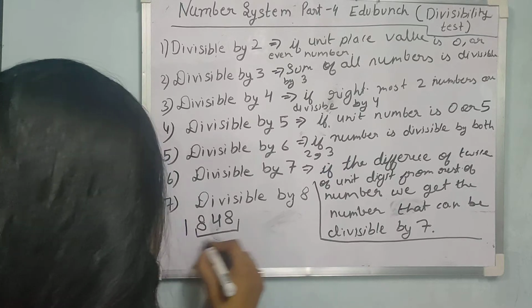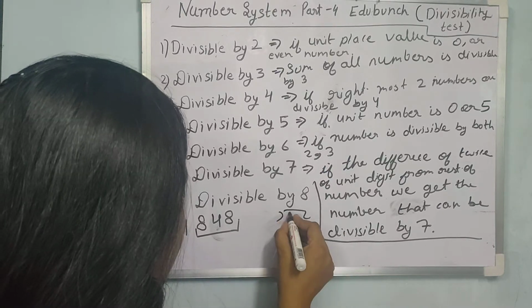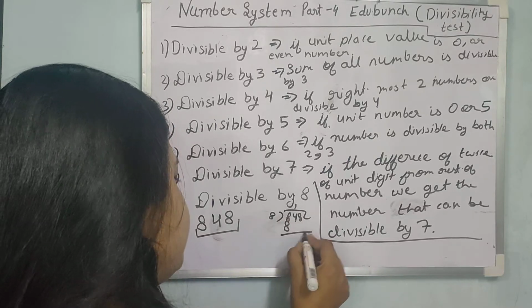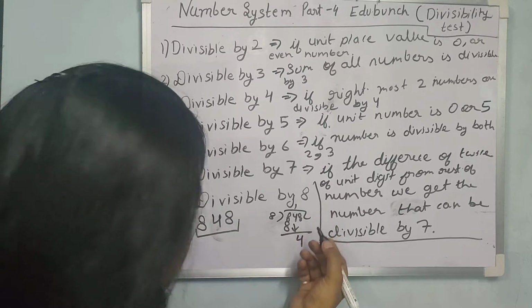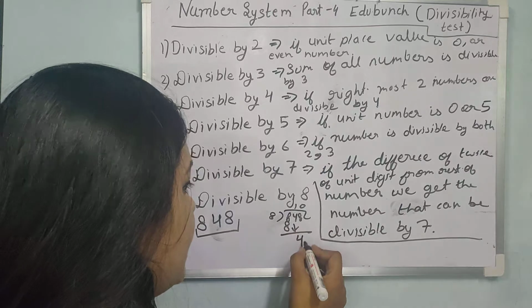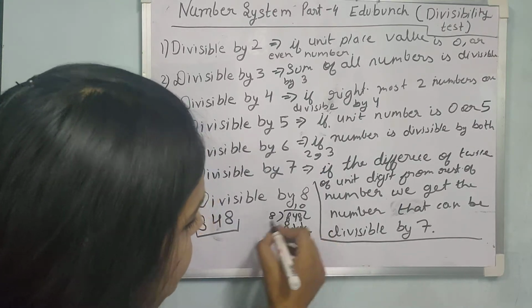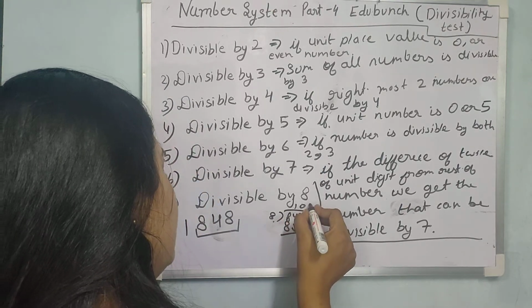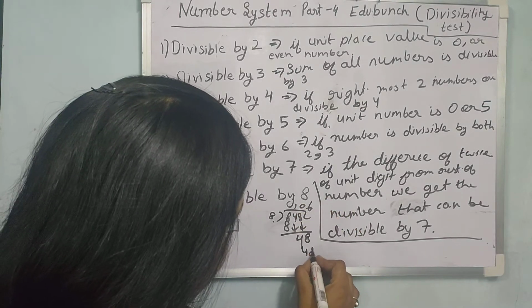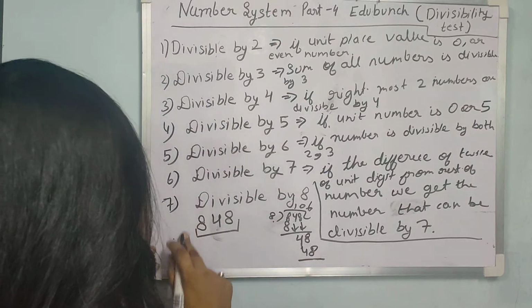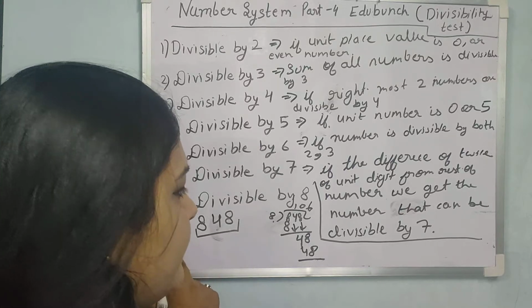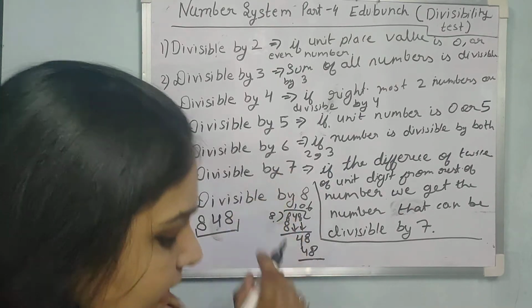Now we will try to divide this: 8, 4, 8. 8 ones are 8. Now 4 is smaller than 8, so we can put the 0 here and we write down the 8. So 8 sixes are 48. So we can say this complete number is divisible by 8.